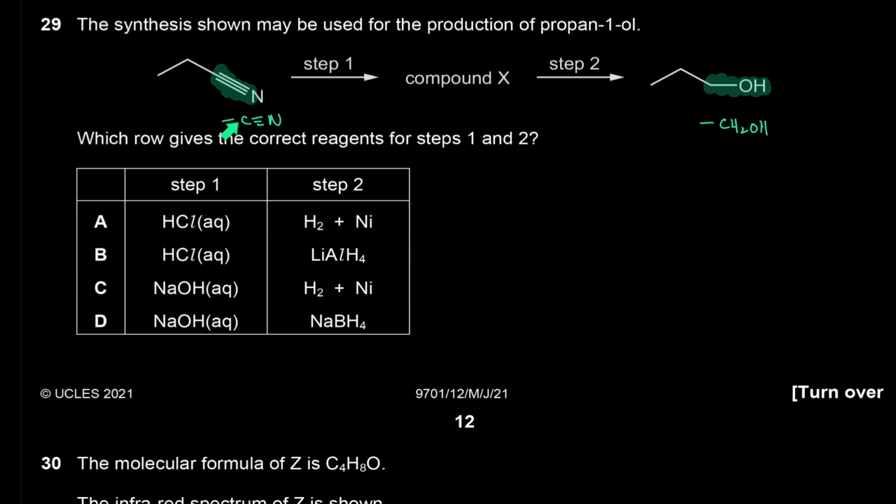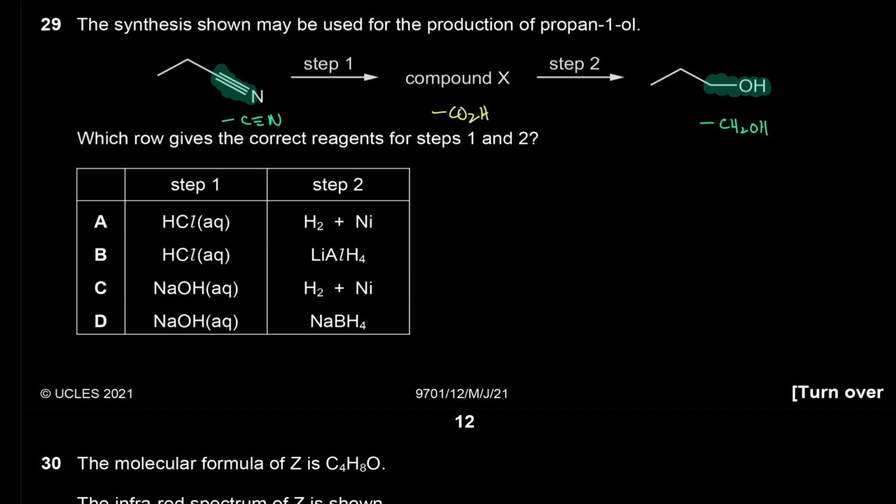So what do I need to first convert? What do I first need to convert the nitrile to? First, I'm going to convert the nitrile to a carboxylic acid. Good. And then the carboxylic acid can be reduced to form the primary alcohol. Now, which of these reducing agents can reduce a carboxylic acid? Only one of these reducing agents can reduce a carboxylic acid. That reducing agent is lithium aluminum hydride.